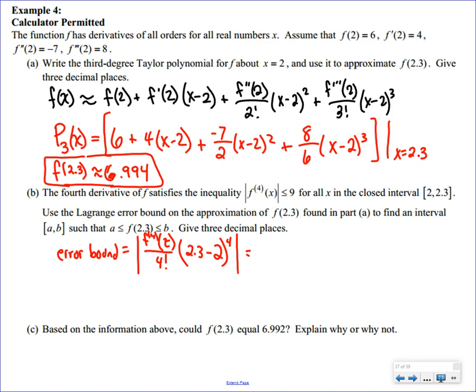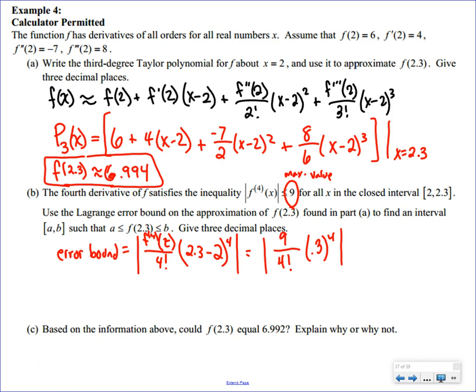Equals. Okay, well, we have to find c. What, max? We don't have to find c. No, it tells you. It tells you the max is 9. F to the fourth max is, yeah, 9. So 9 over 4 factorial times 0.3 to the 4th.